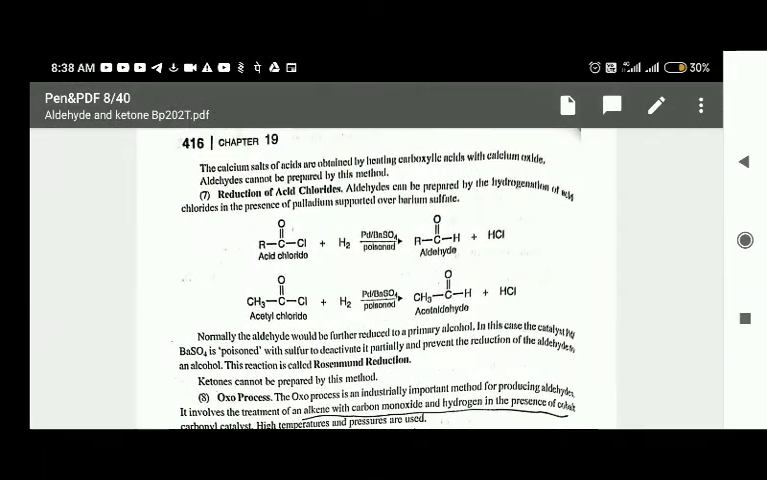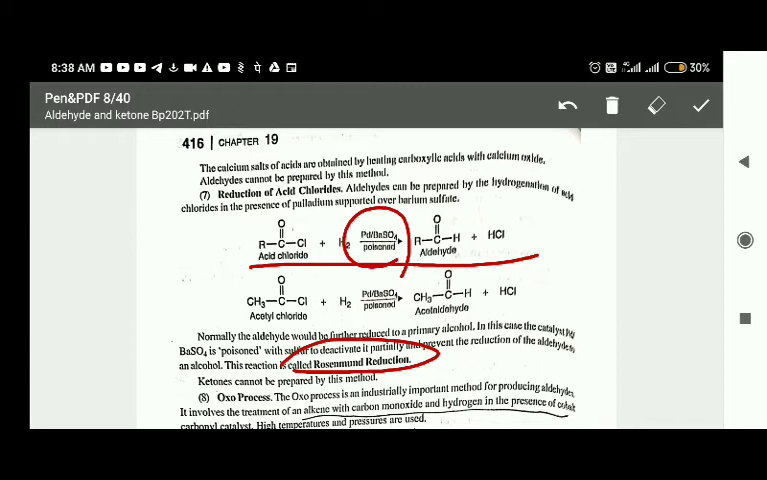So next is your reduction of acid chloride. Reduction means addition, you know this. Addition of hydrogen or removal of oxygen. So when you do this reduction, what is happening? An aldehyde is forming. So this palladium barium sulfate is known as Rosenmund reduction. Which one is your Rosenmund reduction? Option would be there, palladium BaSO4.